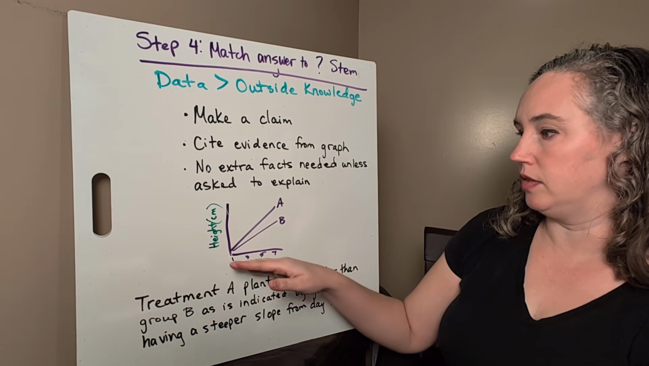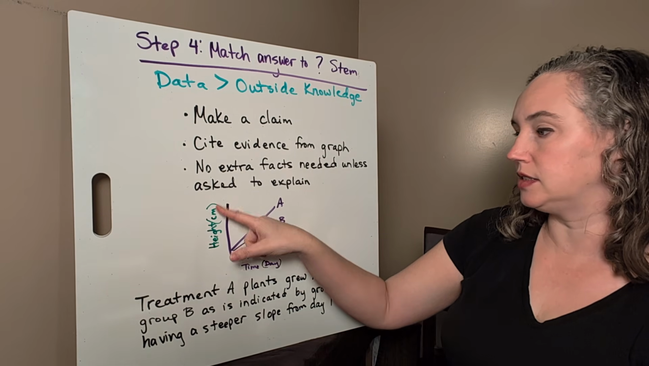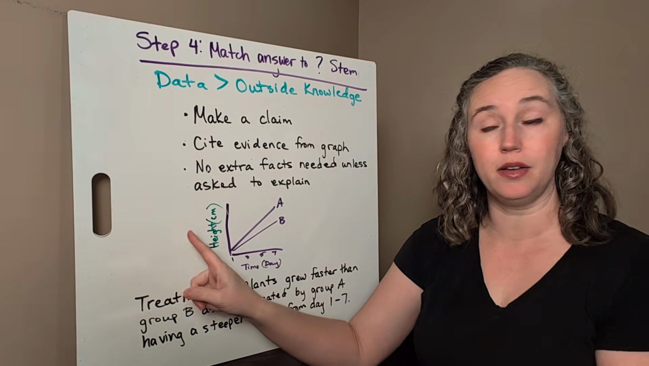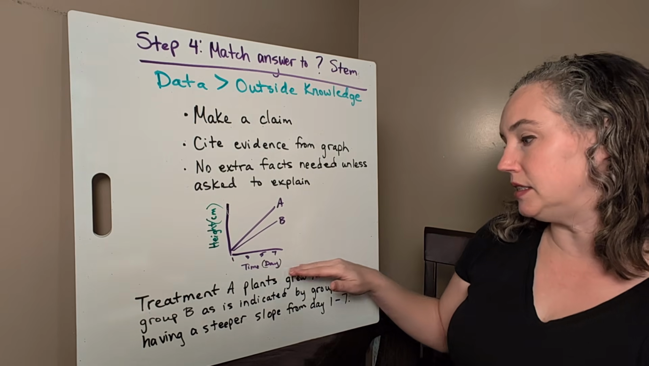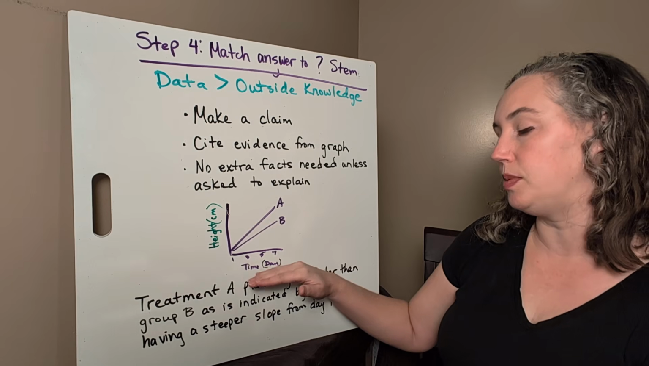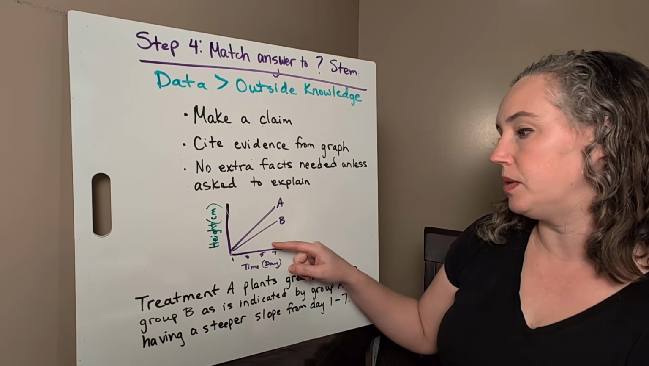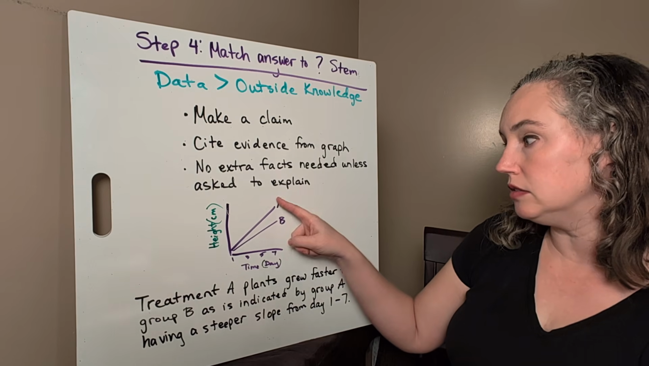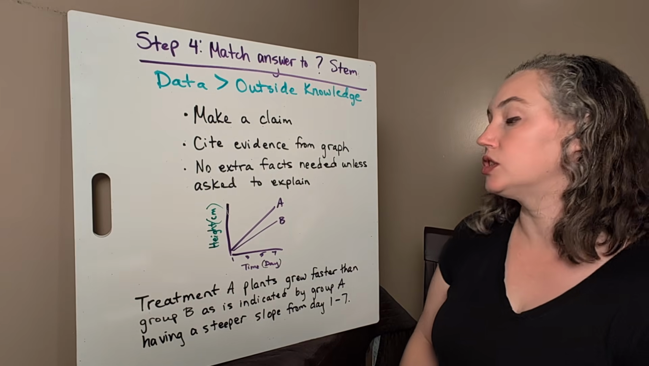So here's an example. In this one, we have height in centimeters. That's our dependent variable. And time in days here on the x-axis. So that's our independent variable. We measured time in plant group A and B.